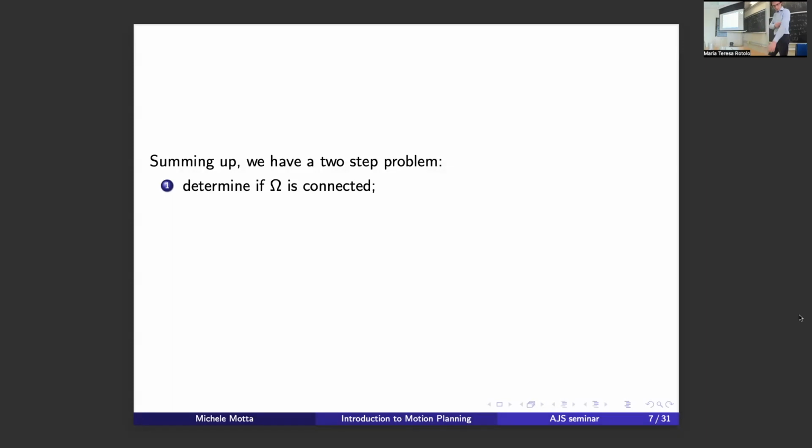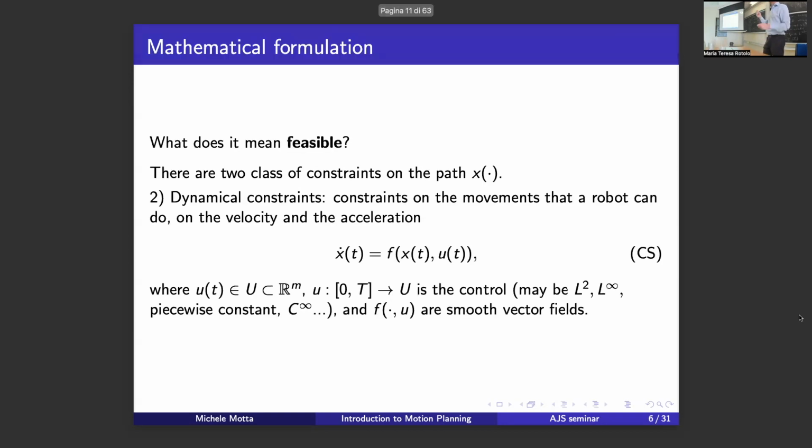Summing up, we have a two-step problem. First, determine if our state space is connected, and then find a path which is admissible for our dynamics. Usually this second step is called controllability. Your system is called controllable if for every initial and final configuration you can find a path which is a solution of this dynamical system, starting from the initial point and ending at the final point.